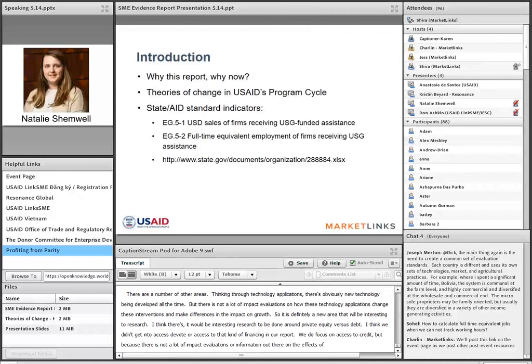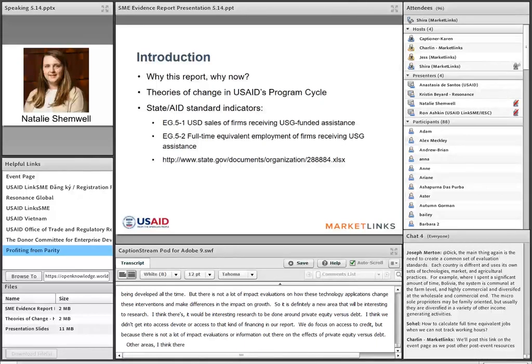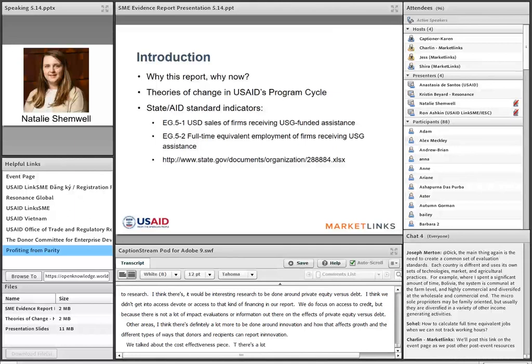Other areas, I think, there's definitely a lot more to be done around innovation and how that affects growth, and the different types of ways donors and institutions can support innovation. A big piece we talked about is that cost effectiveness piece. There's a lot of information on how much projects cost, and a lot of information on the impact of those projects, but there's not a lot of information on dollar for impact and what that cost effectiveness looks like.